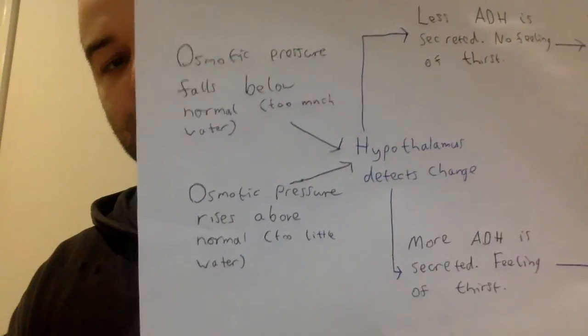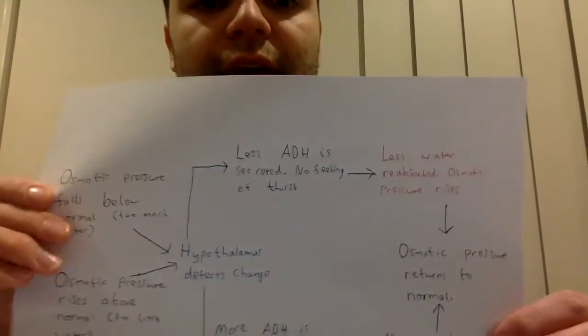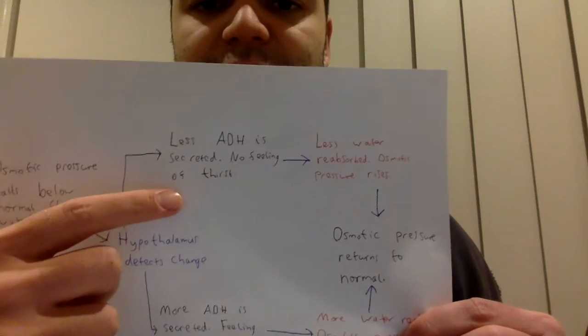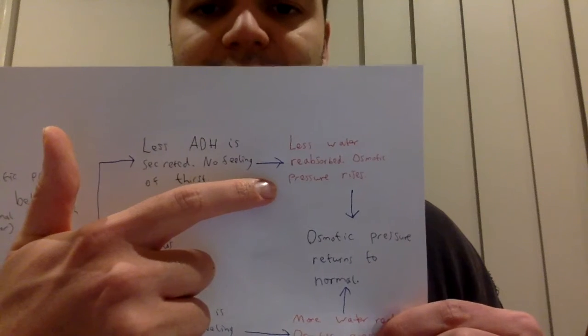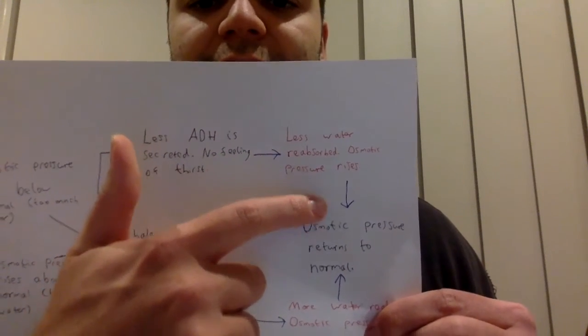If the osmotic pressure has fallen, it secretes less ADH. I can't remember if I mentioned ADH, but ADH is a hormone that's important for controlling water levels. It's called antidiuretic hormone. So basically, if the water levels in the blood are too high, they won't secrete a lot of ADH. Part of that means the body won't feel thirsty, and also less water will be reabsorbed in the kidneys. Therefore, the osmotic pressure rises and it returns to the normal levels.